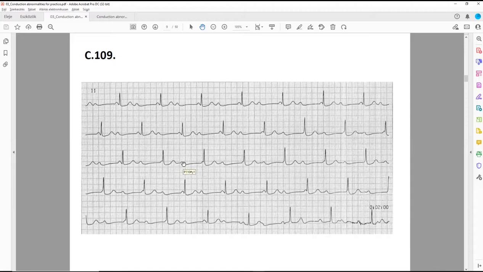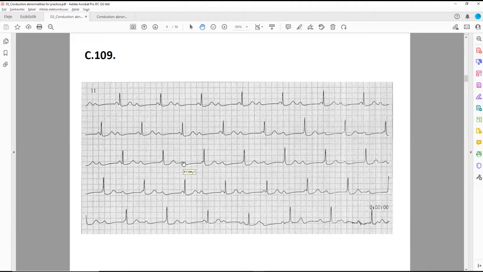Okay, so that means if there's no connection between P and QRS, we have a probably second degree. No. Second degree is arrhythmic, and this is rhythmic. Okay, if there's no connection, I believe it's going to be a third degree. Exactly, that's a third degree AV block.